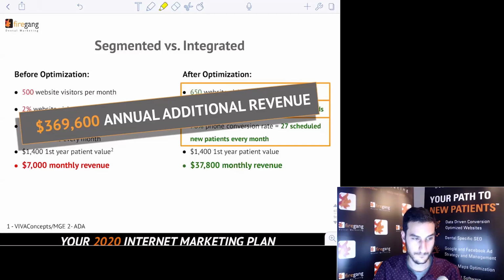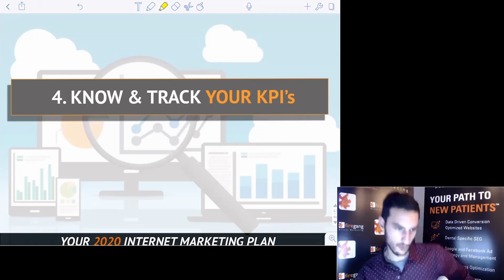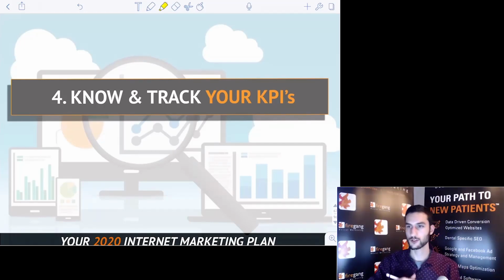So let's talk about how we can know and track our KPIs. What do we need to look at in order to make sure that we're hitting these conversion rates, to make sure that we're moving in the right direction, and also so we even know what our numbers are, right? We can't necessarily increase our conversion rate on our website if we don't even know how to check our conversion rate, right? So let's take a look at that.